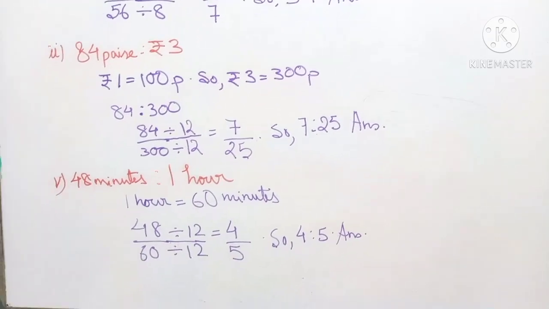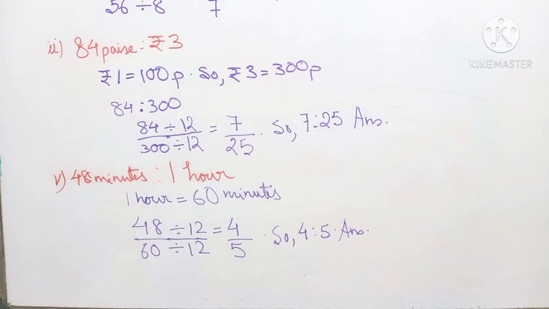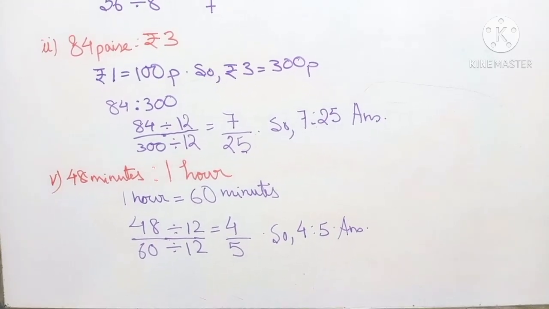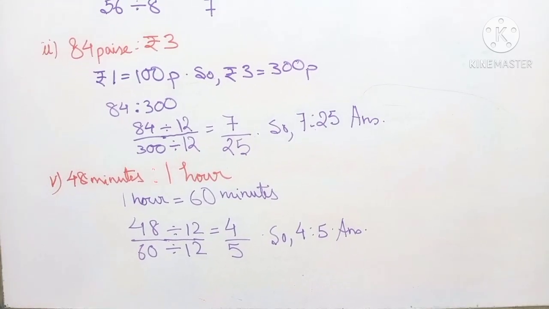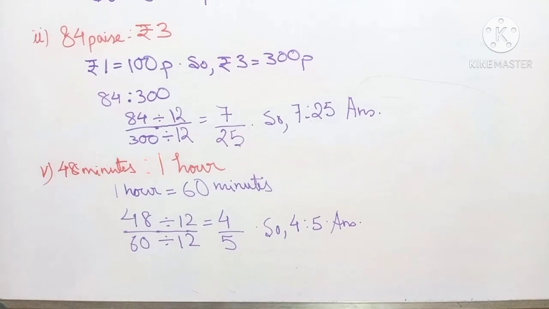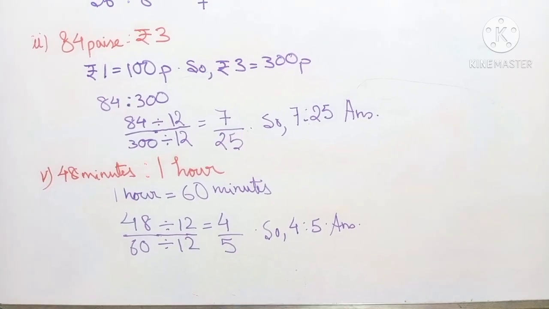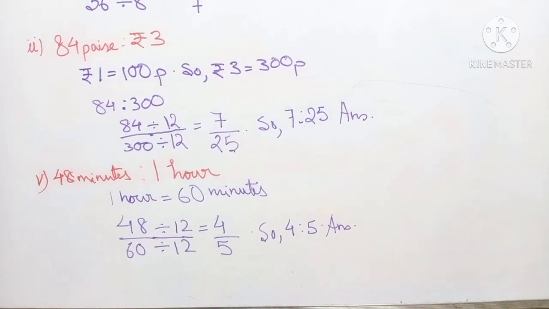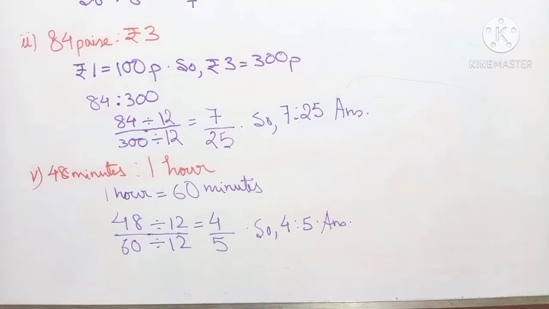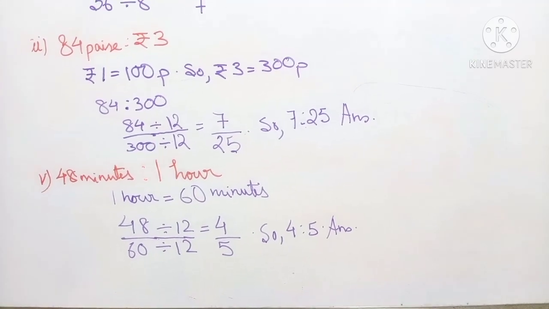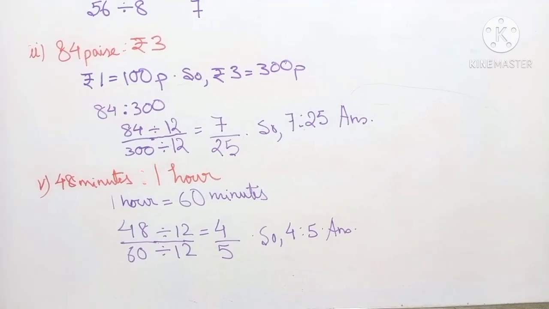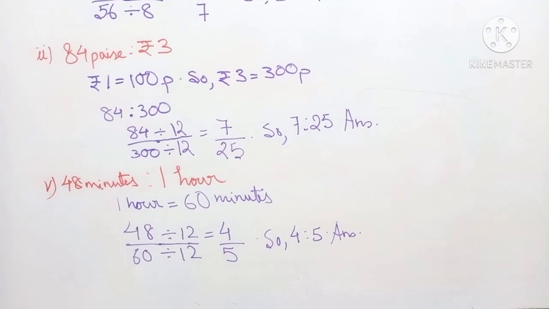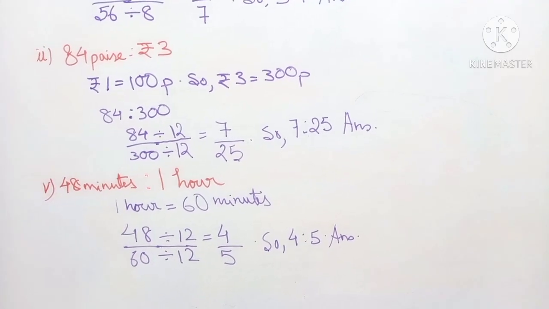Then again, see the fifth question. 48 minutes is to 1 hour. So again, they are in different units. We will be converting them into the same unit. So 1 hour is equal to 60 minutes. That means we will write it as 48 by 60. Again, what is the HCF? HCF is 12. So 48 is divided by 12 and 60 is divided by 12. We get 4 by 5. So 4:5 is our simplest ratio.